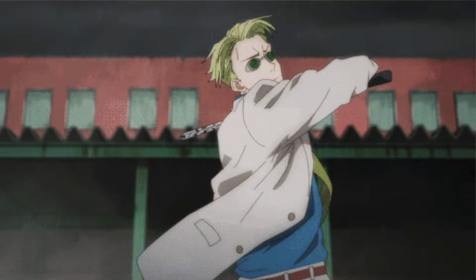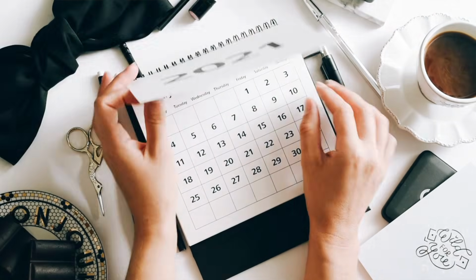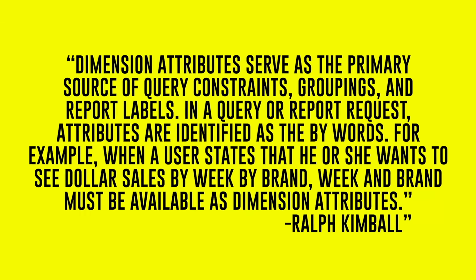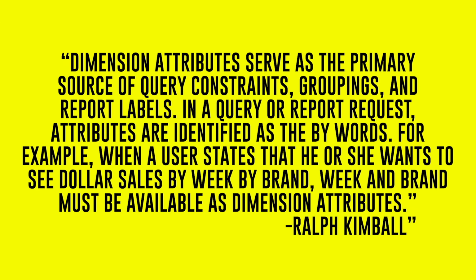There's a ton of different things that could be here where someone generally wants to slice and dice this data by. They are the dimensions. In, again, Kimball's book, he calls dimensions attributes that essentially serve as the primary source of query constraints, groupings, and report labels. In a query or report request, attributes are identified as the by words.